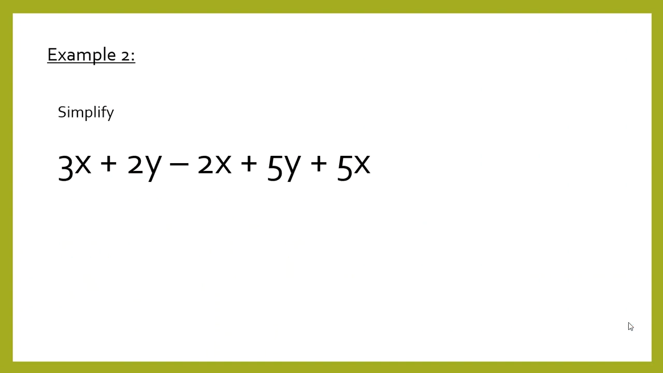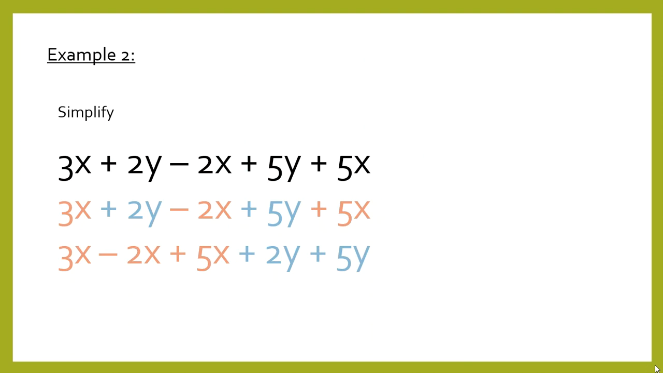So let's try example 2 here. If we go looking for the like terms in example 2, we're going to see that we have a 3x, we have a minus 2x, and we have a plus 5x. And I've highlighted all of those in red again. And then when we look for the like terms in y, we have 2y and 5y. So we're going to move these things around.